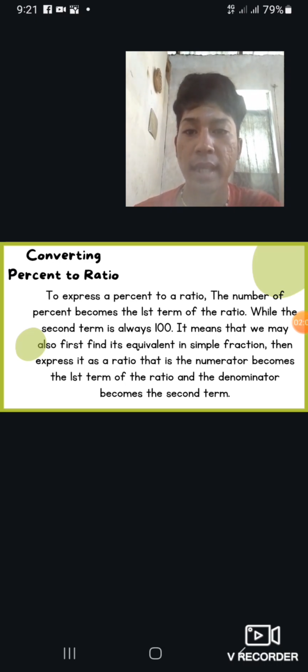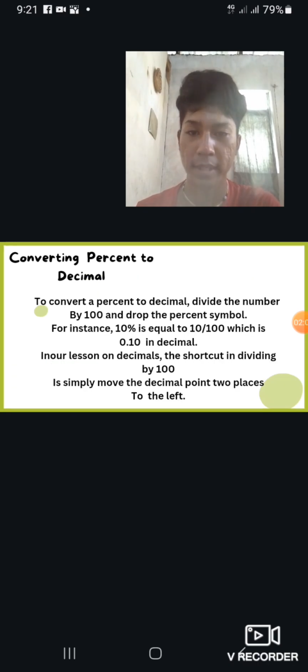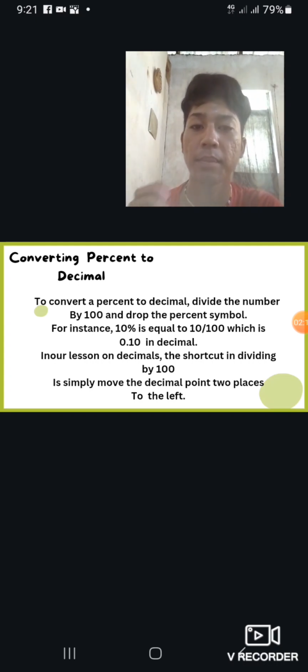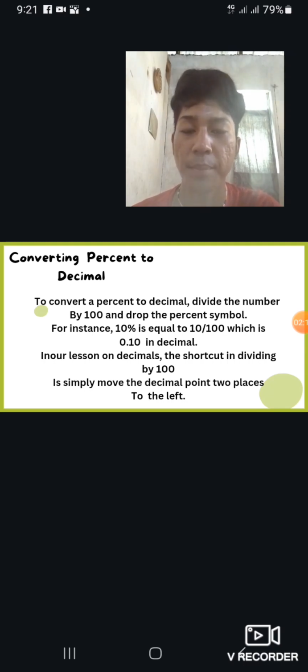And then the next one is percent to decimal. The value of your percent is divided by the value of the percent sign, which is 1 over 100, or 100. So that is how you convert it from percent to decimal.